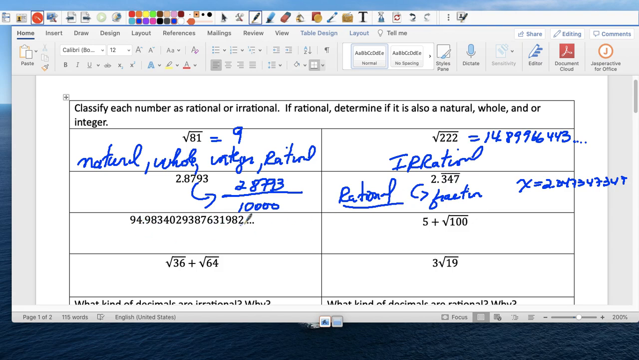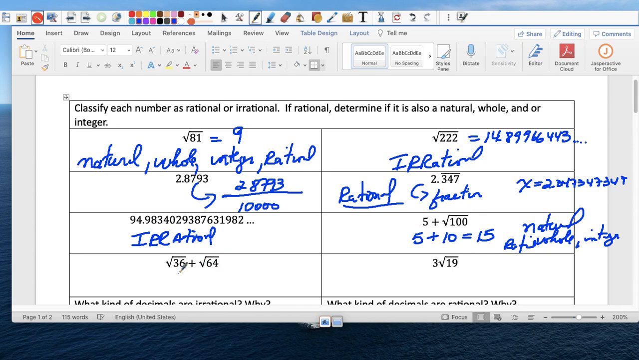94 point, all these numbers, looks like a decimal that goes forever. Does it repeat? No, it doesn't, so that makes it irrational. 5 plus square root of 100, well, square root of 100 just means 10, which is now 15. So this is, again, natural, a whole number, an integer, and obviously a rational.